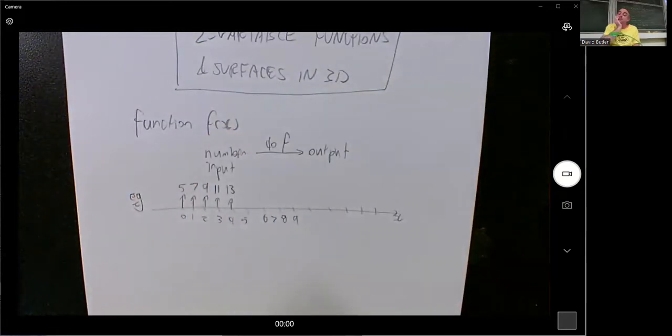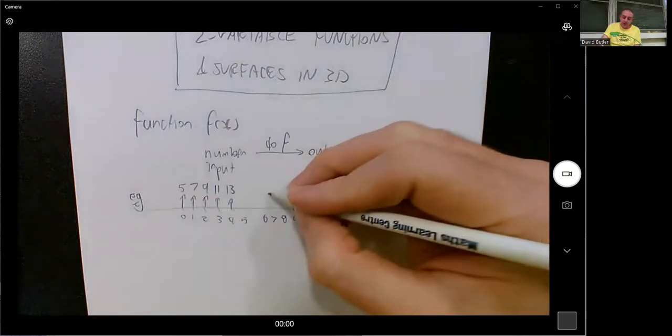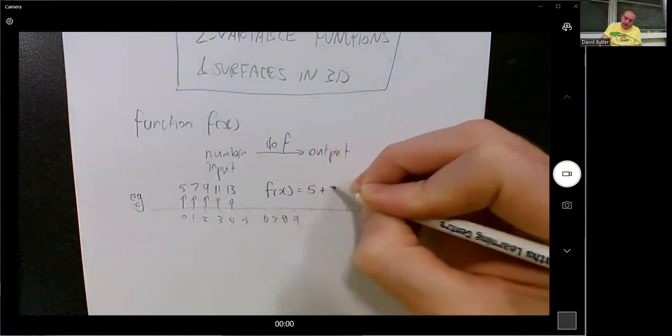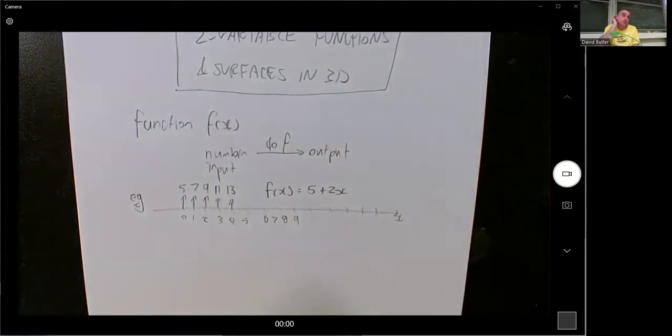And that's fine. That's lovely. And you normally represent them as a formula, like this is the function f of x is 5 plus 2x. Starts at 5, and every time you go up 1, you add 2, which is what this says here.